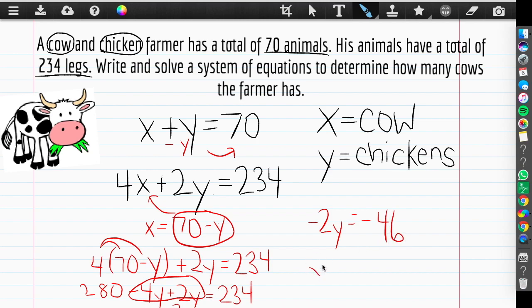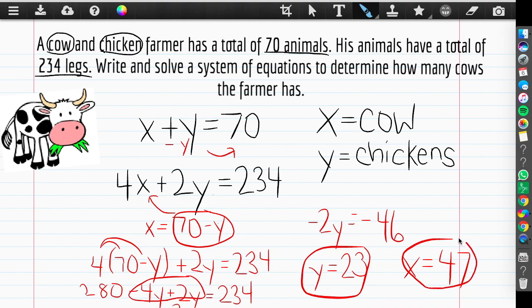From there we divide both sides by negative 2 and we're left with y is equal to 23. Unfortunately, the y equaling 23 is representing the number of chickens, and the question we were trying to answer was how many cows does the farmer have? So we can take that 23 and substitute it back into that first equation where the y is equal to 23. That means we'd have to take 70 minus 23, and that would end up with an answer of x equaling 47.